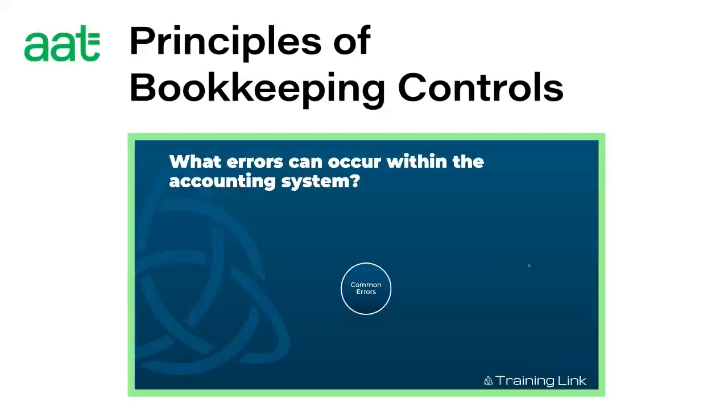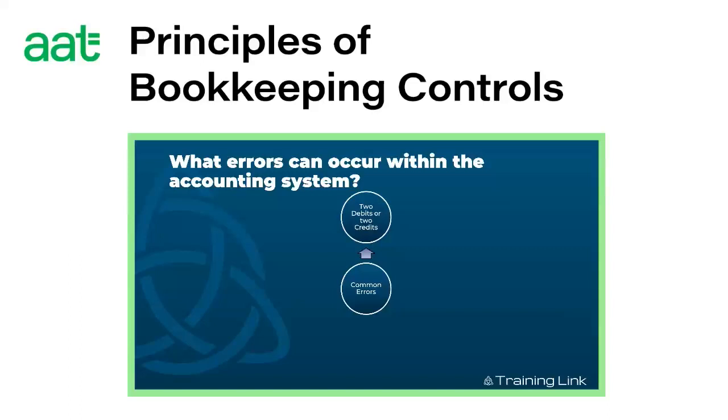So the first thing that I want to look at is what can basically cause these errors. So what errors can occur within the accounting system? So we'll have a look at each sort of common error and explain just a typical example of where that may occur. So the first one, we've got 2 debits or 2 credits. So this is fairly self-explanatory, but this would happen where we've accidentally put in 2 debits or 2 credits rather than a debit and a credit.